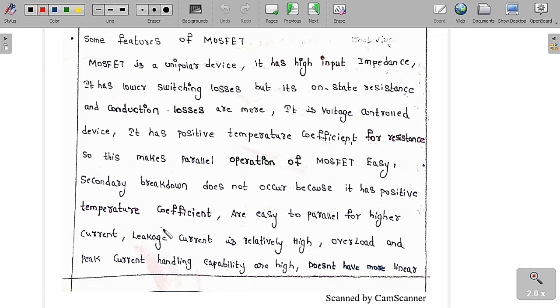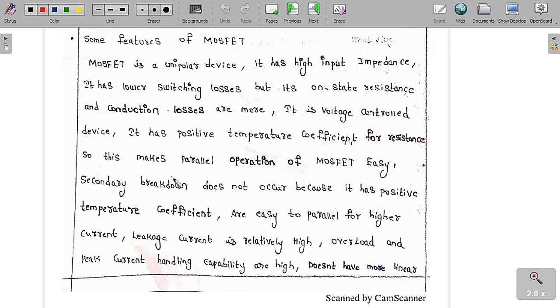Because of this, we can make the MOSFET very easy to use in parallel operation. Secondary breakdown is not at all possible because it has a positive temperature coefficient for resistance, so we can easily connect it in parallel for higher currents. But the leakage current is very high, and the overload and peak current handling capabilities are higher. It doesn't have any linear characteristics.